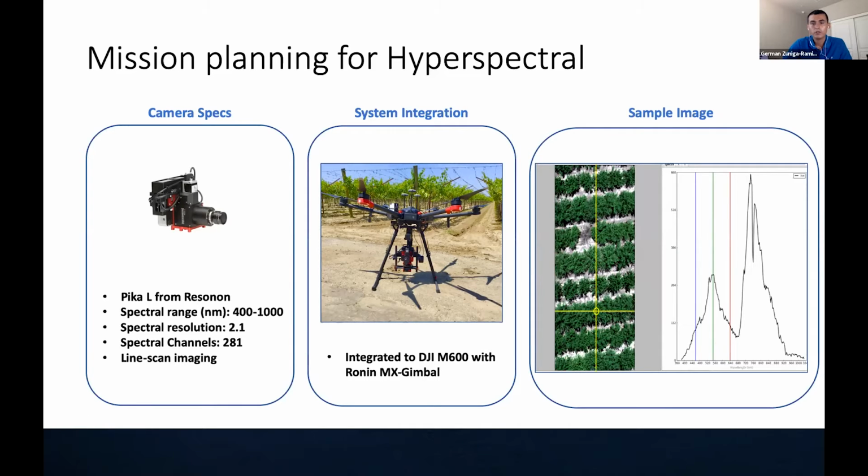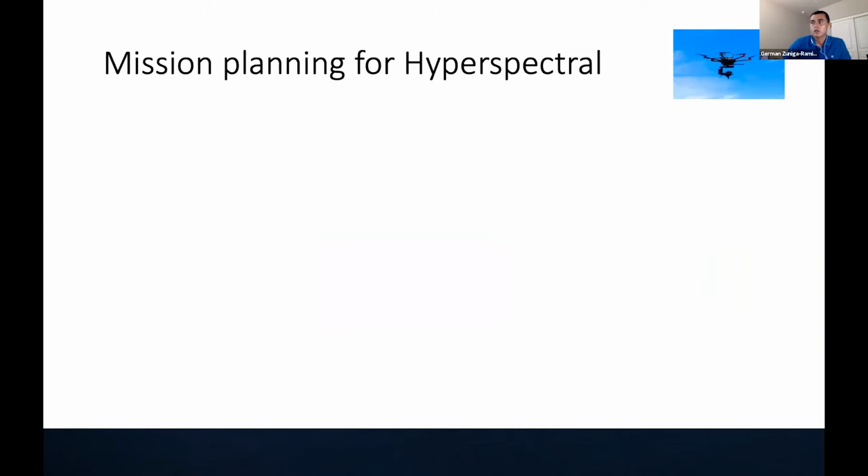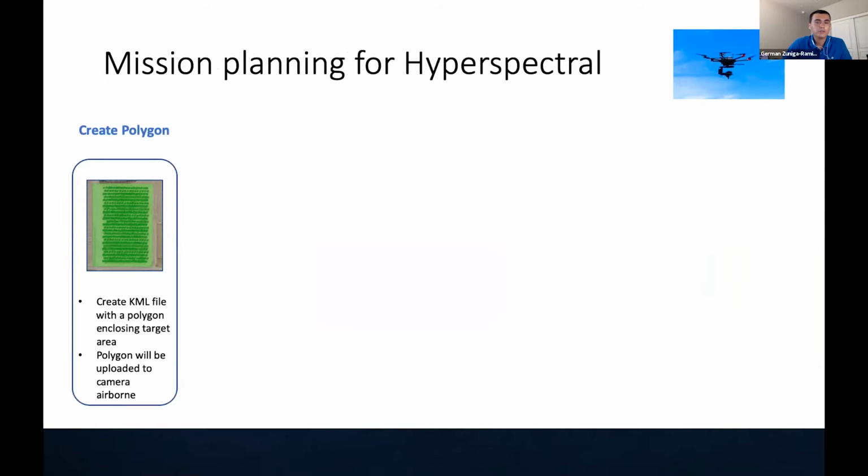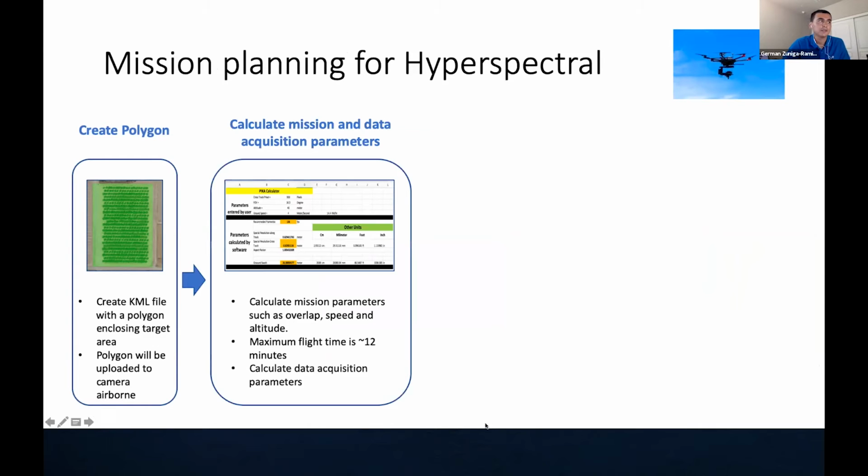So how do we plan our missions? The first step of planning missions for hyperspectral data collection, we need to create a KML polygon enclosing your target area. Then after we create this polygon, we can calculate our mission parameters such as overlap, speed, altitude. And then we need to consider when we plan that we have a maximum of 12 minutes flight time. The drone can fly maybe about 15, 16 minutes, but it's always good to plan to have a few minutes of margin.